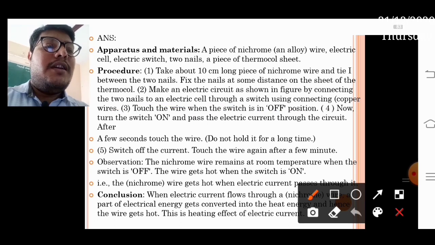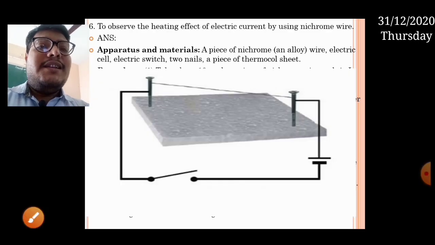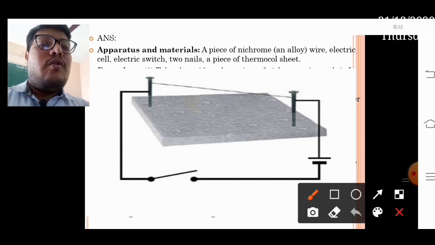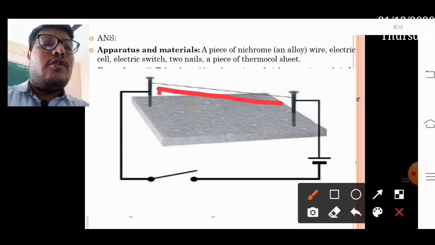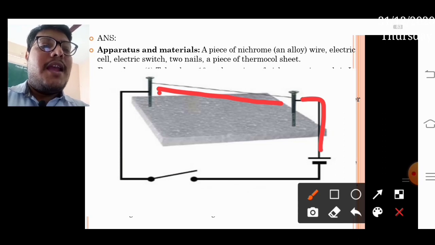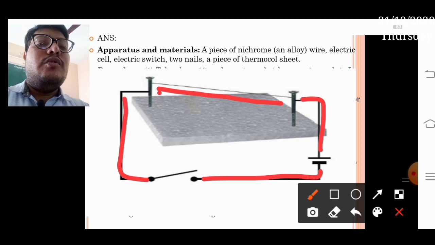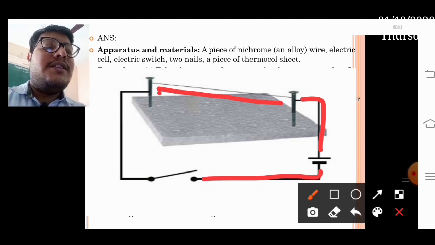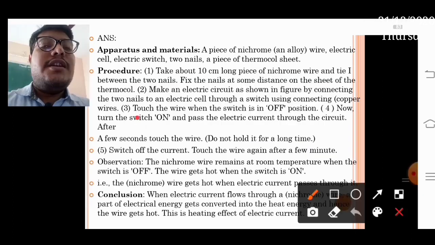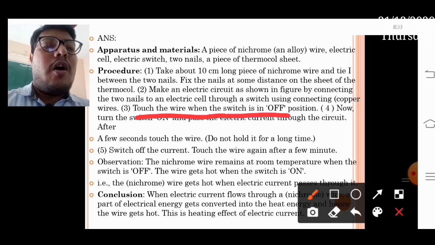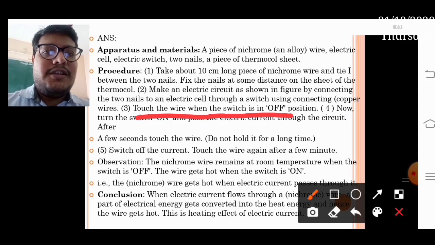What was there in the figure? See here, two nails are here, right? Between the nails you have to connect the nichrome wire, and then with the help of copper wire it goes to the cell. From the switch one wire goes to the battery, the other wire goes here to the other nail. So you have to create this kind of circuit. Touch the wire when the switch is off. This is your initial position, right? Touch the wire when the switch is off.